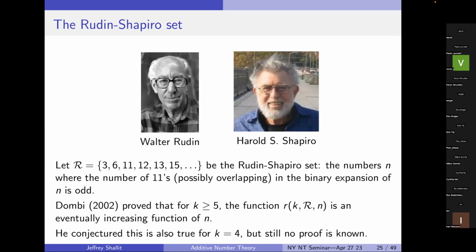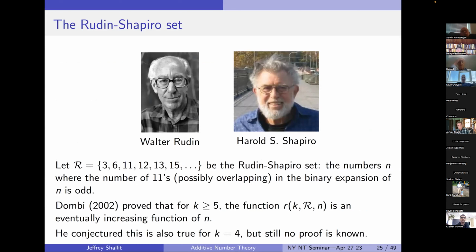Okay, so now I'll get to something where some stuff is still not known. This can be regarded as a challenge to you as additive number theorists to solve the problem. There's another really interesting automatic set, called the Rudin-Shapiro set. It's named for Walter Rudin and Harold Shapiro. Harold Shapiro, by the way, has another connection to a famous physicist: his son is the physicist Max Tegmark.